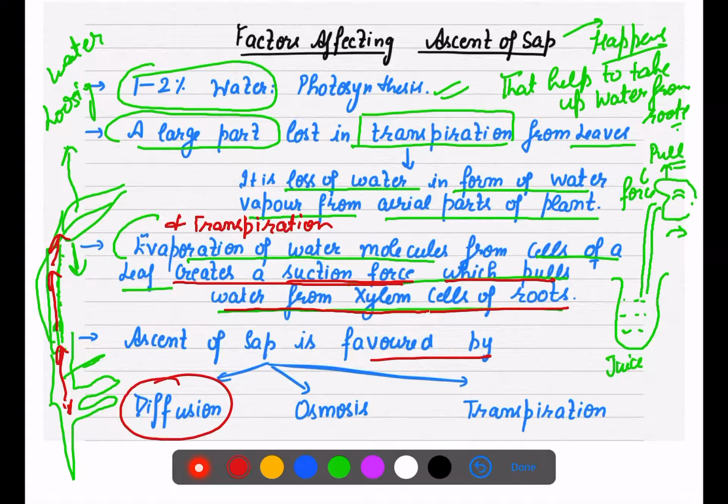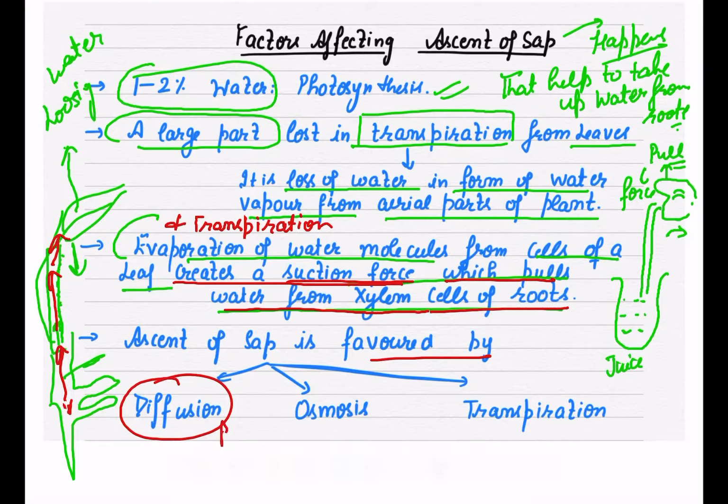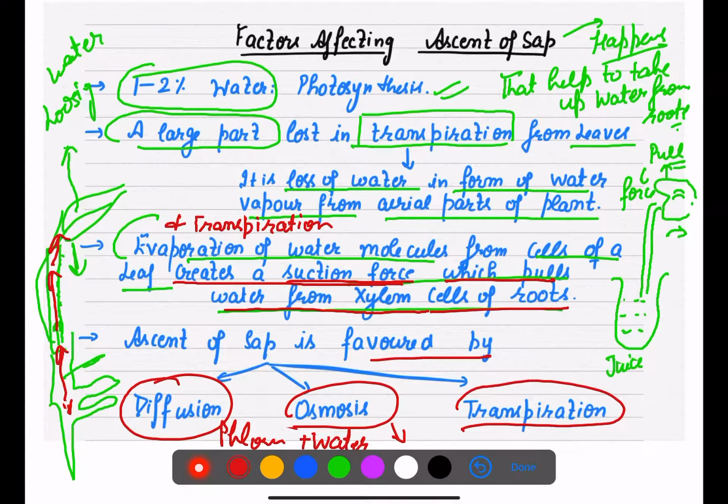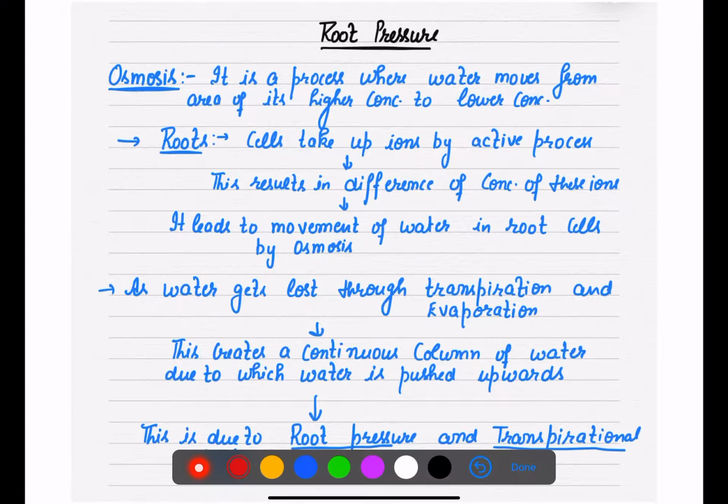डिफ्यूजन जब होता है सब्सटेंसेस मूव करते हैं, जैसे फ्लोएम में मूव कर रहा था फूड और प्लस वाटर भी मूव कर रहा था थोड़ा बहुत. देन देयर इज ऑस्मोसिस, क्लियरली वाटर इज एब्जॉर्ब्ड. देन transpiration, loss of water, then it helps in ascent of sap as well as the evaporation. This helps in the movement of water. Now there is again a term, root pressure. Now we know that osmosis is a process where water moves from area of higher concentration to lower concentration.